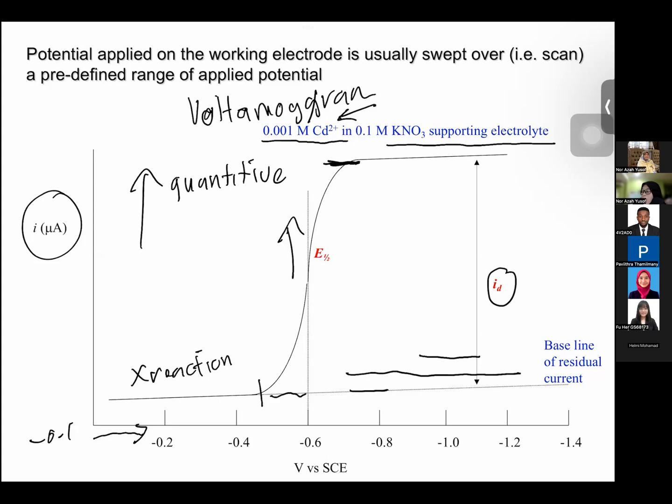And this is what we call, what does it mean here? It means that cadmium 2 plus has all been converted to cadmium. So there is no more cadmium 2 plus left. So it should reach a plateau. So this is the current that determines the concentration of the cadmium 2 plus. Now, what is the E half potential?